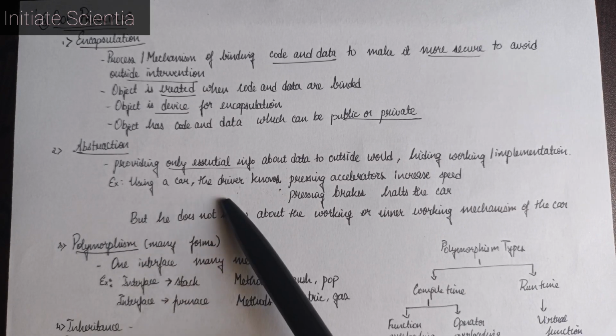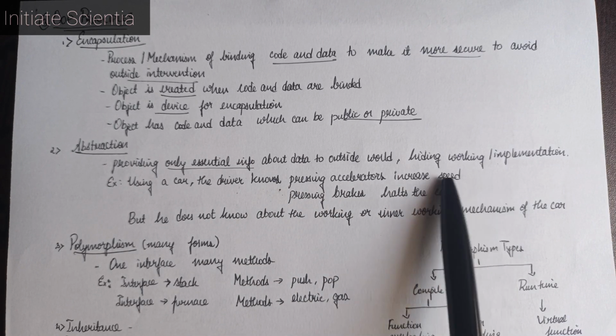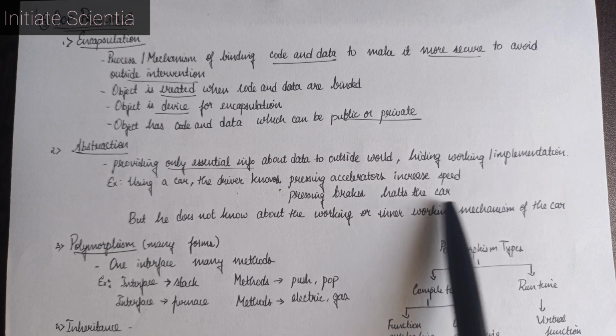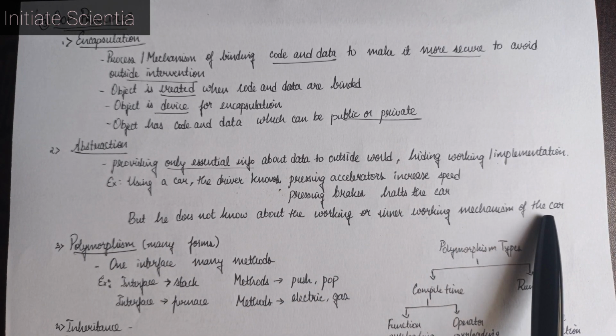Abstraction. Providing only essential information about data to the outside world and hiding its working or implementation. Example, while using a car, the driver knows that pressing the accelerator increases speed, or pressing the brakes halts the car, but he doesn't know about the inner working mechanism of the car.